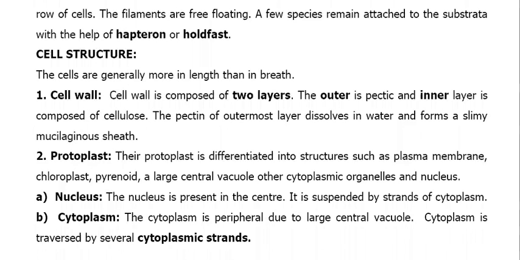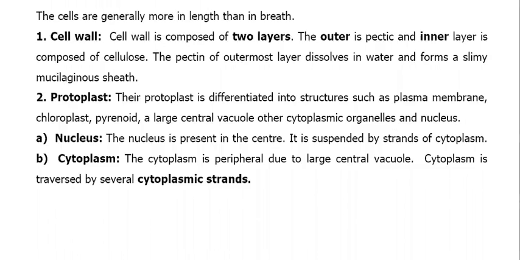The cells of Spirogyra are generally longer than they are wide. The cell wall is composed of two layers. The outer layer is pectin and the inner layer is cellulose. The pectin of the outermost layer dissolves in water and forms a slimy mucilaginous sheath. Then the protoplast. The protoplast is differentiated into structures such as the plasma membrane, chloroplast, pyrenoids, a large central vacuole, other cytoplasmic organelles, and the nucleus.